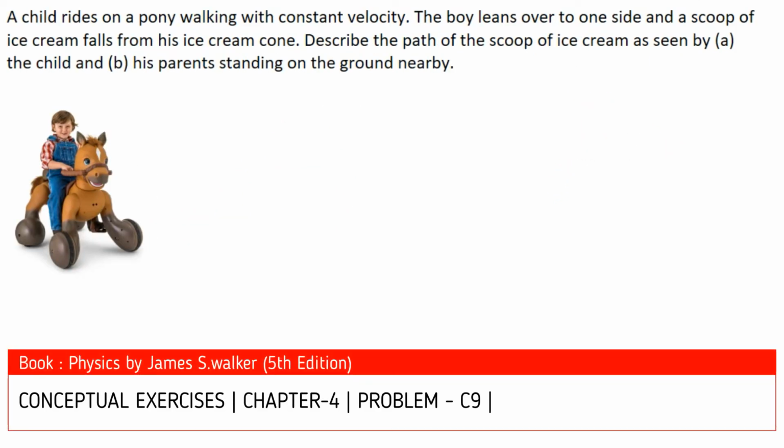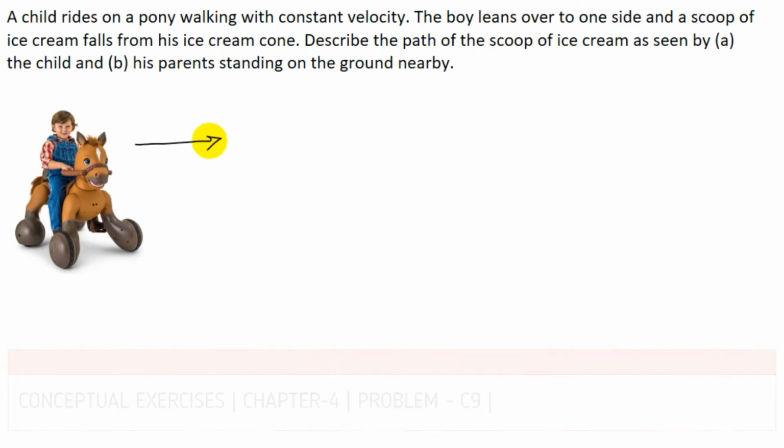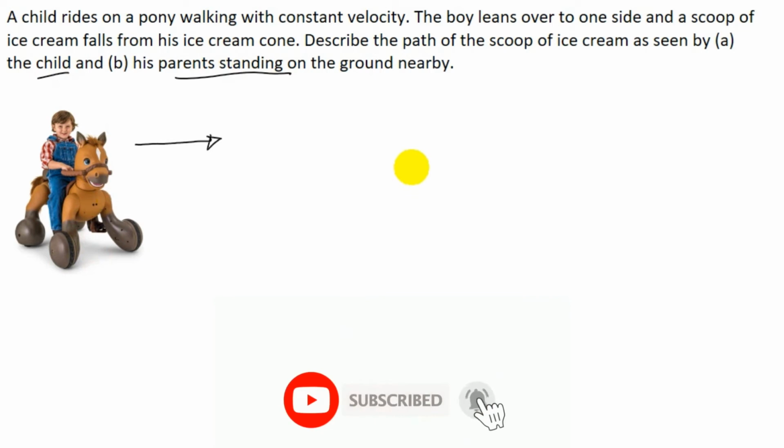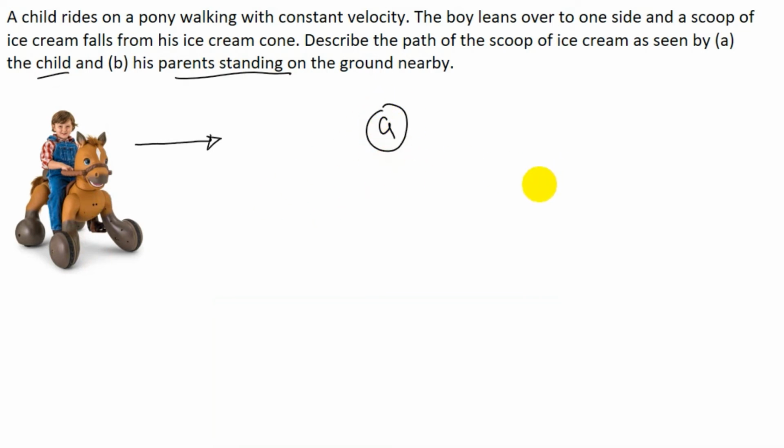So here we are given that a child rides on a pony walking with a constant velocity in one direction. Now the boy leans to one side and a scoop of ice cream falls from his ice cream cone. We are asked to describe the path of the scoop of ice cream as seen by the child and by his parents standing on the ground nearby. Now, from the child's point of view, it falls straight down. So the answer for part A will be straight down.